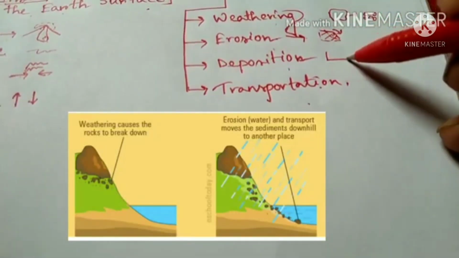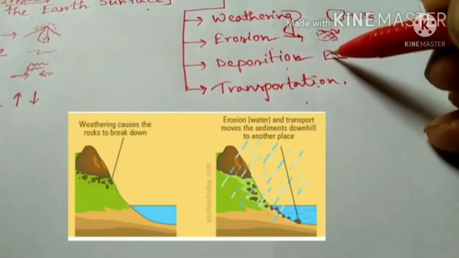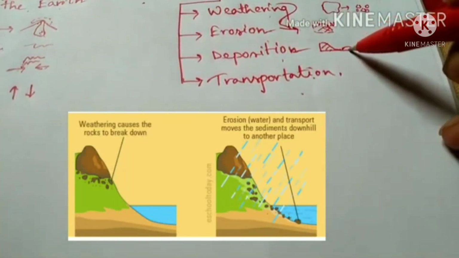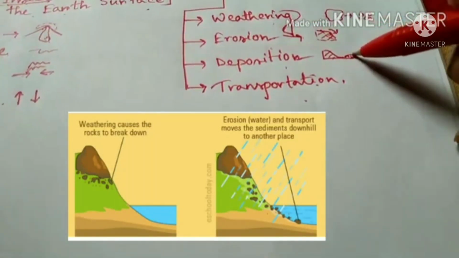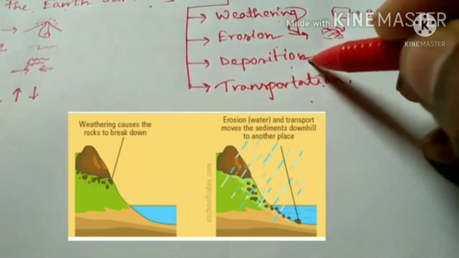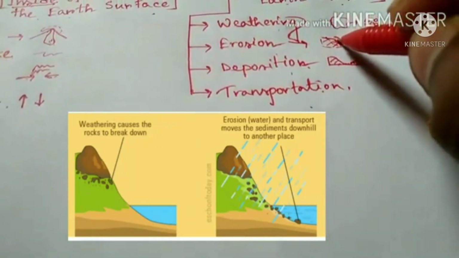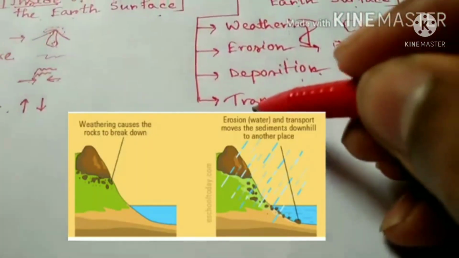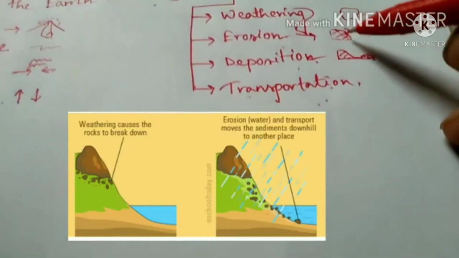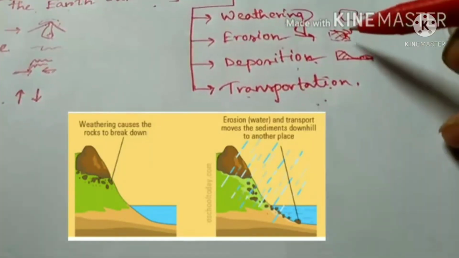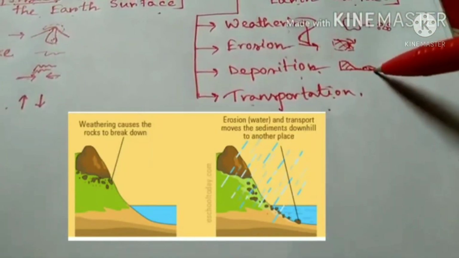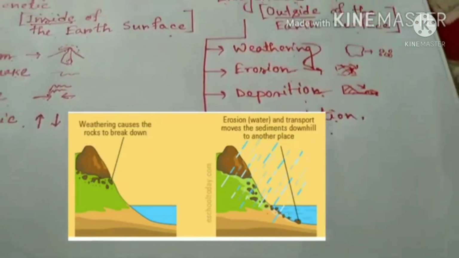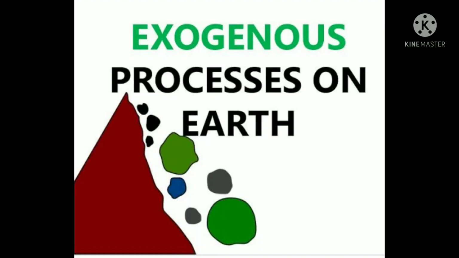Now after this erosion, the eroded material is deposited into another region. This process is called deposition. So here erosion takes place, here deposition takes place. Now the question, transportation. The eroded material is moved from one region to another region. This process is called transportation.